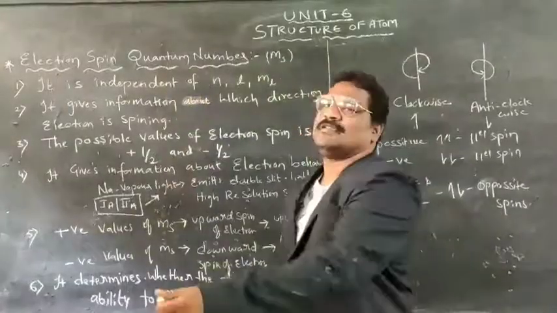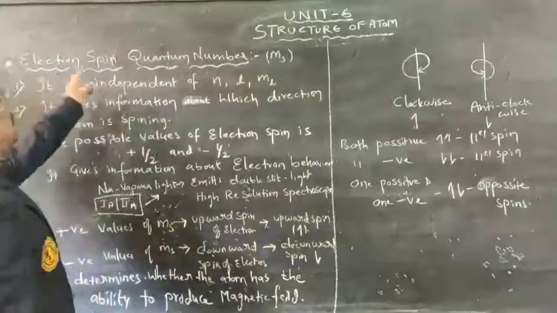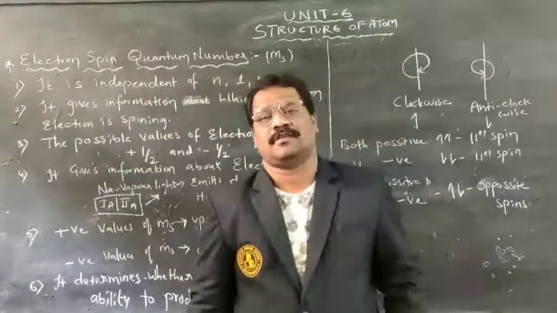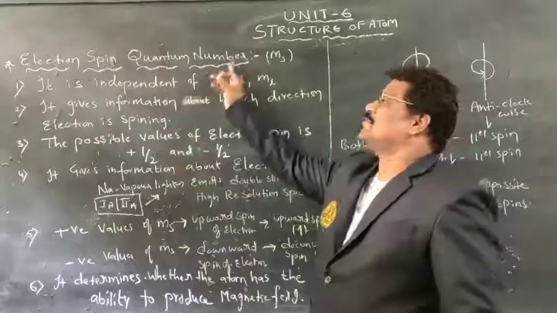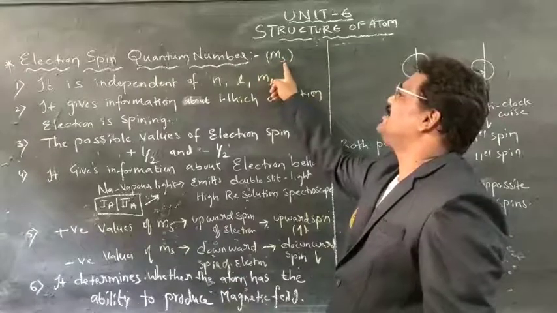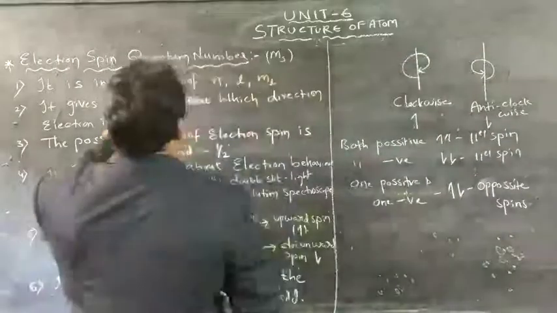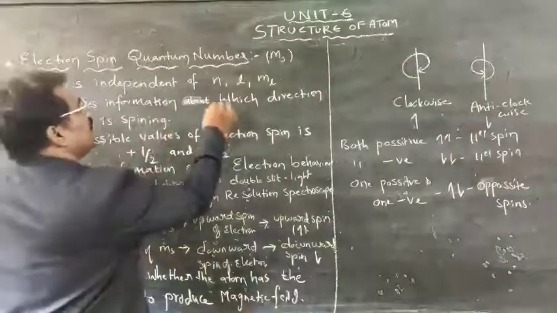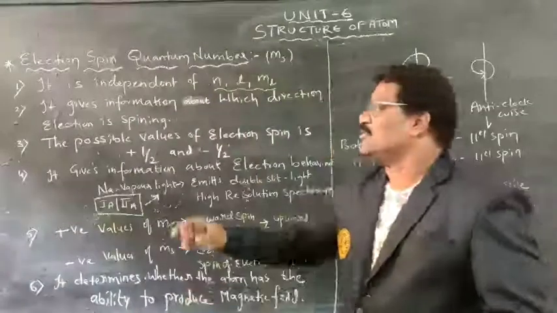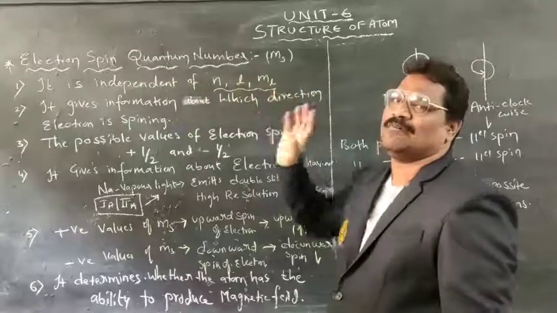The next topic is the electron spin quantum number. This electron spin quantum number was discovered by Uhlenbeck as well as Goudsmit. Both have discovered this particular quantum number, which is represented as ms. S indicates spin quantum number. What information does the spin quantum number give? It is independent of three quantum numbers: the principal quantum number, azimuthal quantum number, and magnetic quantum number. It is independent of these three quantum numbers.